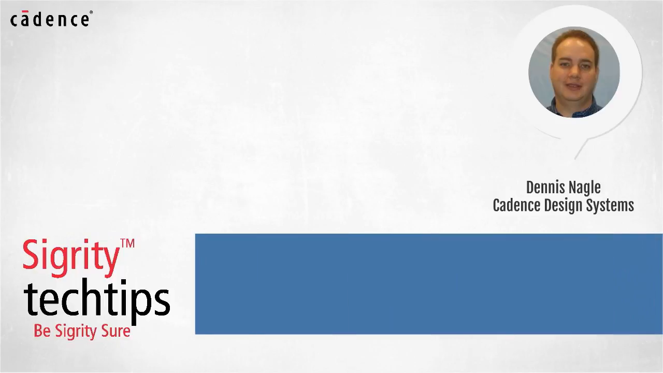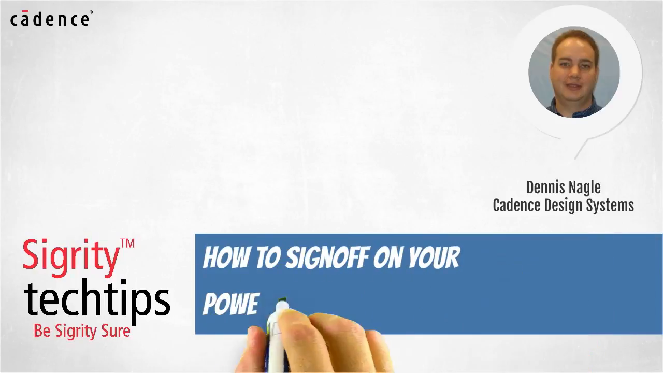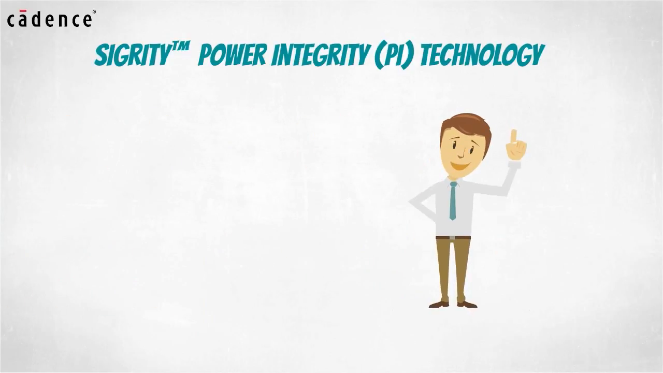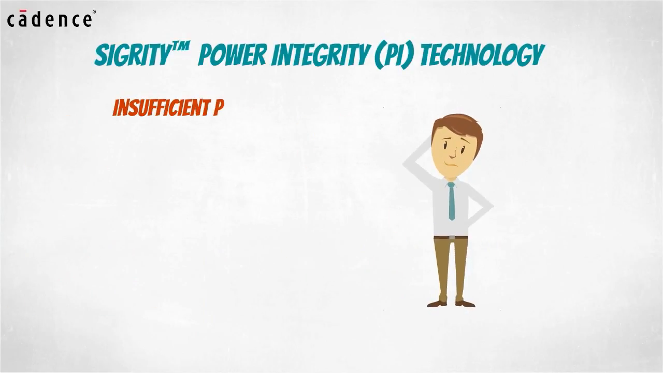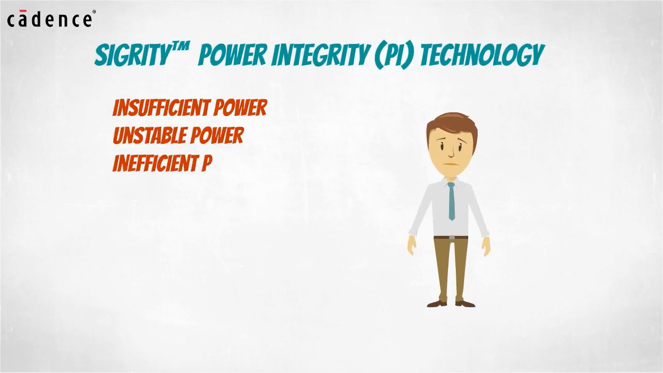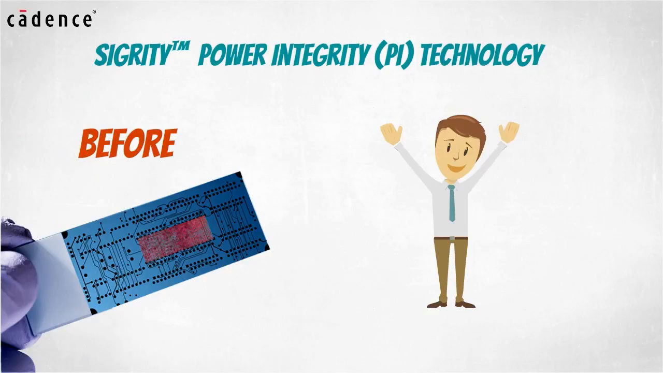Today we bring you another installment of how to sign off on your power delivery network design. Using Sigrity Power Integrity technology, PI problems such as insufficient power, unstable power, and inefficient power delivery can be identified and resolved before you go to the lab with your design prototypes.